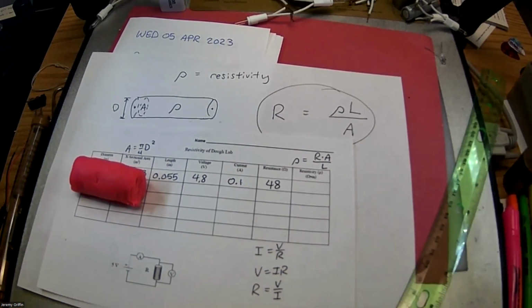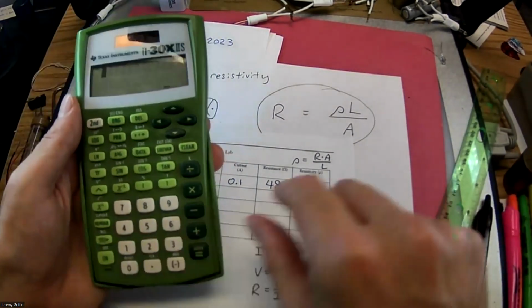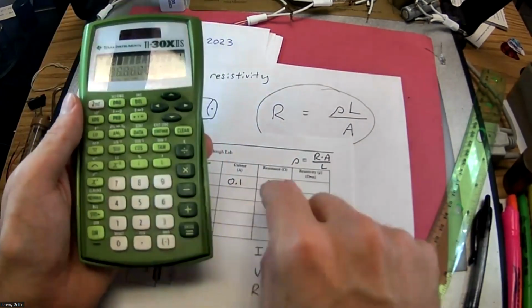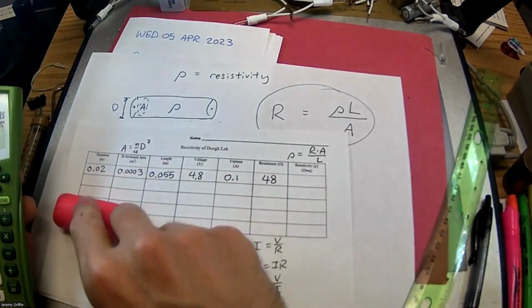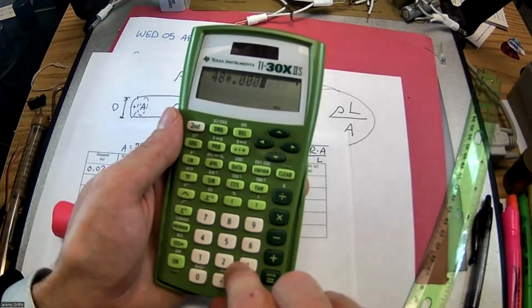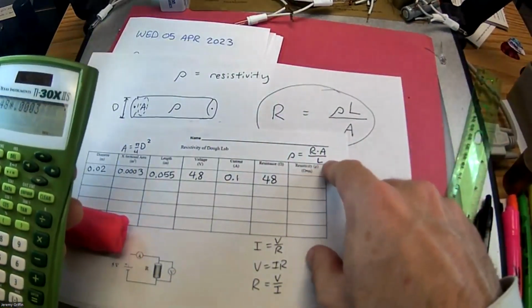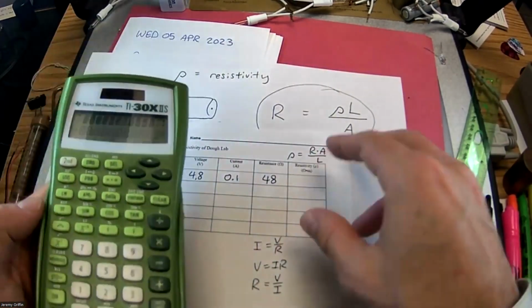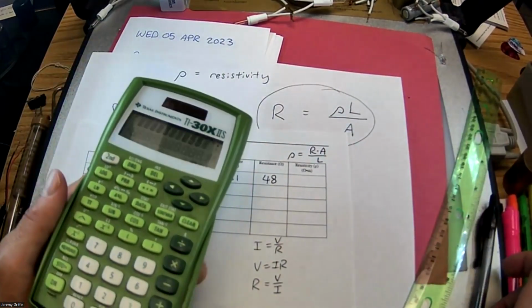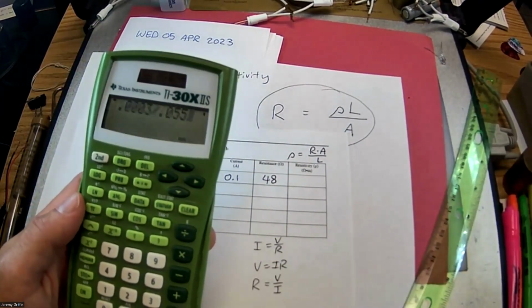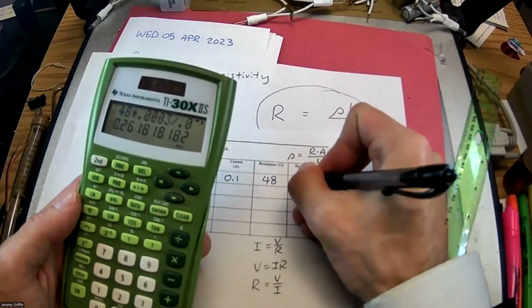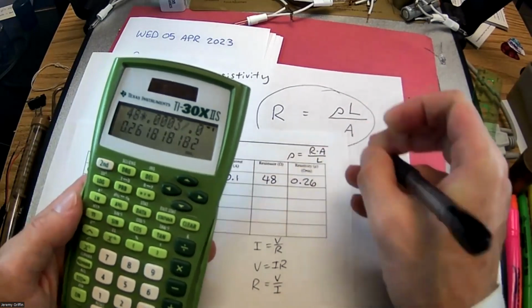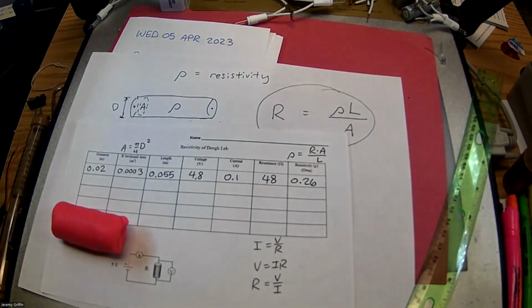All right, guys good? So let's put that together. The resistance is 48 ohms. The cross-sectional area was this, 0.0003 and 1415 if you want, and then divided by the length of 0.055 meters. If they're all base SI units, some of these numbers are really tiny. That's okay. And let's see what we get. 0.26 ohm meters. Ohm meter is the unit for resistivity, which if you follow the units, is exactly what it would be.